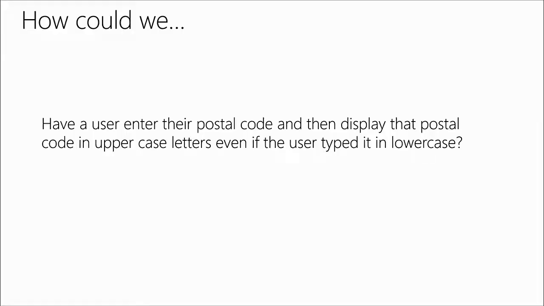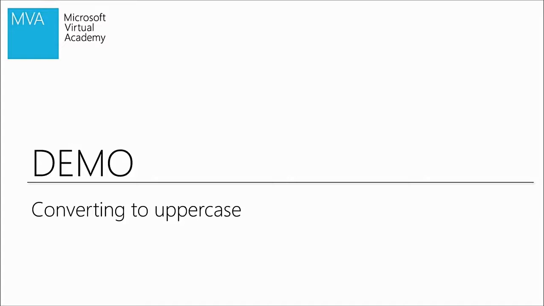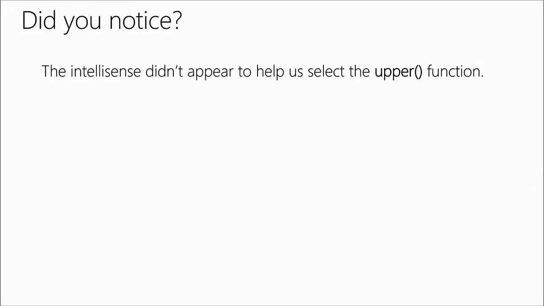So with that, let's talk a little bit about what happens if they enter a postal code and we want to convert it into uppercase letters. In Canada, postal codes follow a pattern of letter, number, letter, number, letter, number, but they are supposed to be all uppercase. Sure enough, you can simply do that with upper. We've actually already done a demo on upper. So I think we're good there.